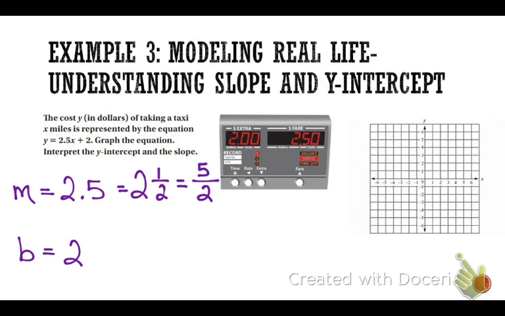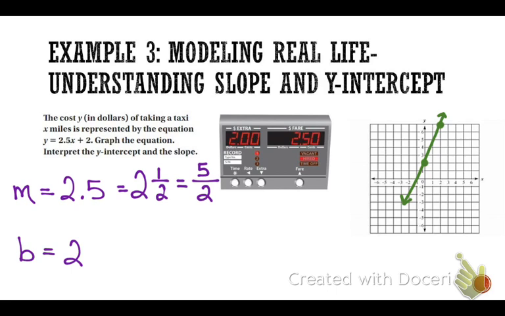Okay, so where is my y-intercept, guys? Where does my first point go? 2. And then where do I go from there? Nope. Up 5. Yes, up 5 over 2. I don't know why I have that random point there. Up 5 over 2, and I draw my line.